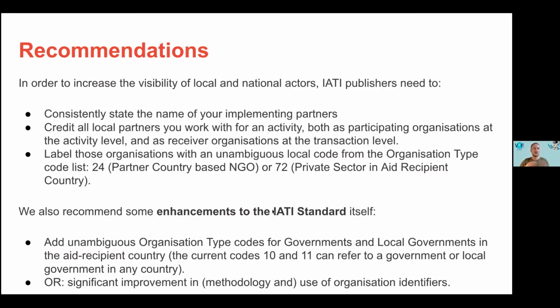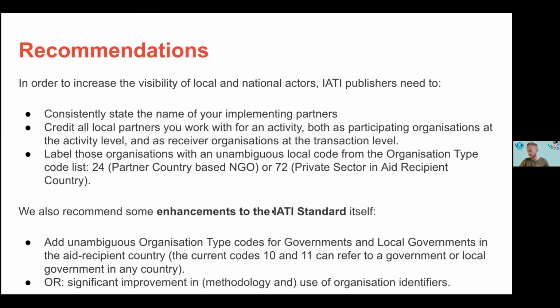So secondly, to credit local partners you work with for an activity. And thirdly, to label organizations correctly using the organization type code list, now not so new, 24 for partner country-based NGO, or 72, which is private sector in a neighborhood receiving country. So this allows you to say not only that it's an NGO, but that it's based in the partner country, for example.